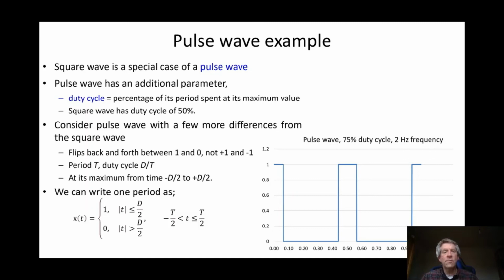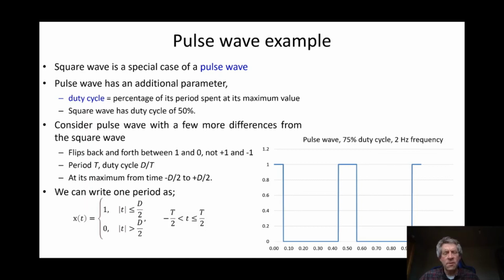But the main thing is that it has what's known as duty cycle. Rather than flipping back and forth equally between, say, plus one and minus one, between its maximum and minimum, it can spend a lot more time at the maximum or a lot more time at the minimum. And the percentage or ratio of the time span at its maximum value compared to its total time is known as the duty cycle. So a square wave, equal time at maximum and minimum, has a duty cycle of 50%. But now, these functions can be defined in many different ways, and there are benefits for doing that.